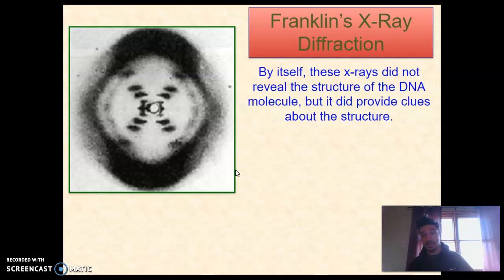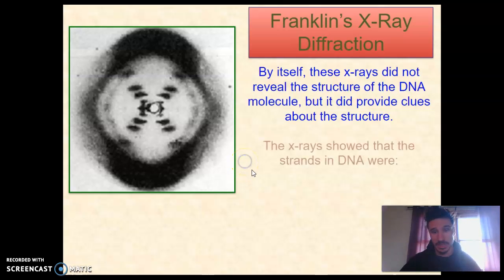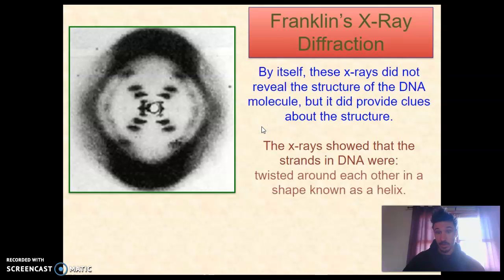Now, again, by itself, to Rosalind Franklin, who was actually not a DNA expert, she just was working on DNA, Watson and Crick were much more the specialists on this molecule. So to her, this X-ray didn't reveal much about the molecule. But it would provide clues to its structure, and once Watson and Crick got a hold of it, they would discover the structure of DNA.